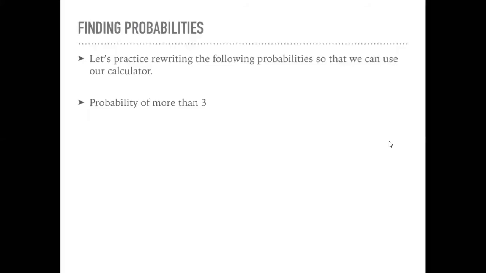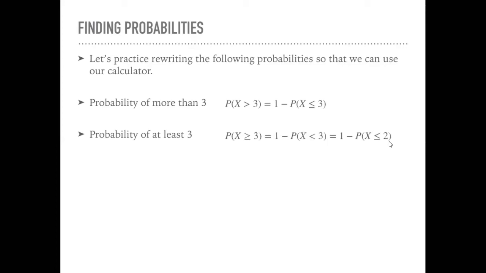If we're looking for the probability of more than 3, that's the probability that X is greater than 3, which would be equal to 1 minus the probability that X is less than or equal to 3. Probability of at least 3 would be the probability that X is greater than or equal to 3, which is 1 minus the probability X is less than 3, which is equal to 1 minus the probability X is less than or equal to 2.